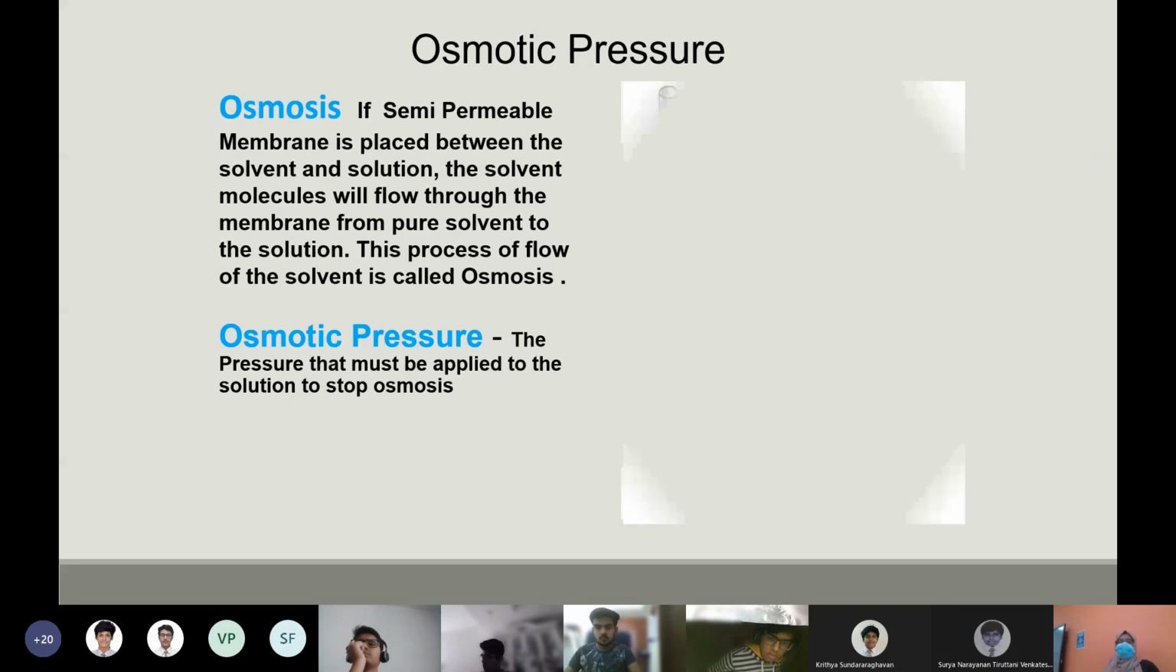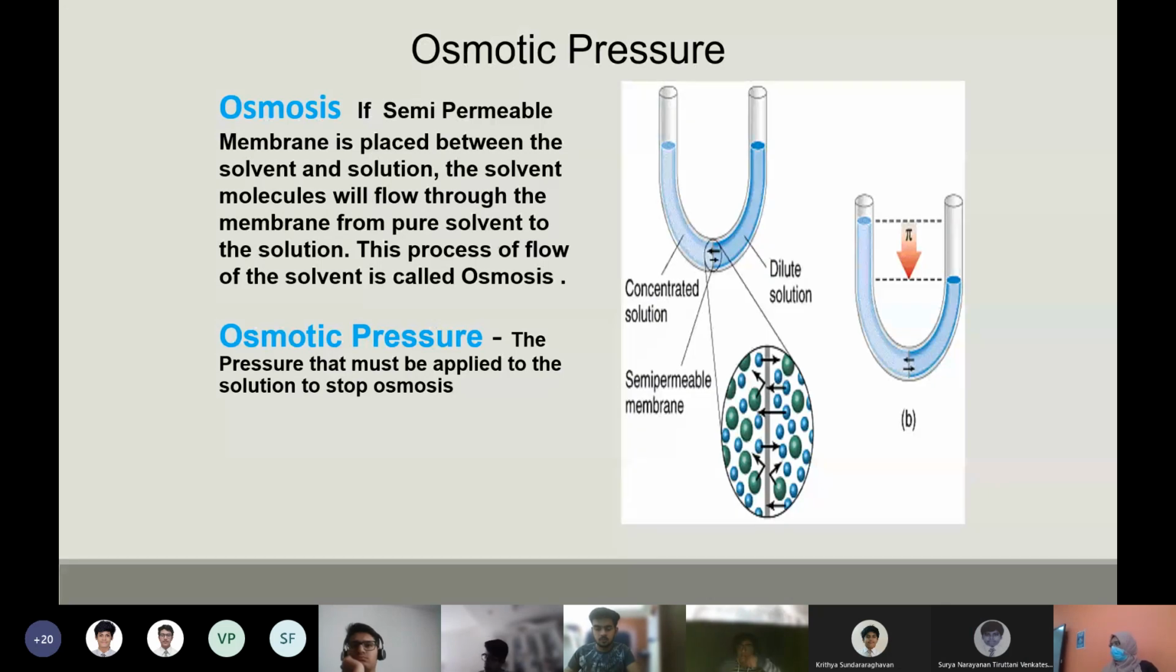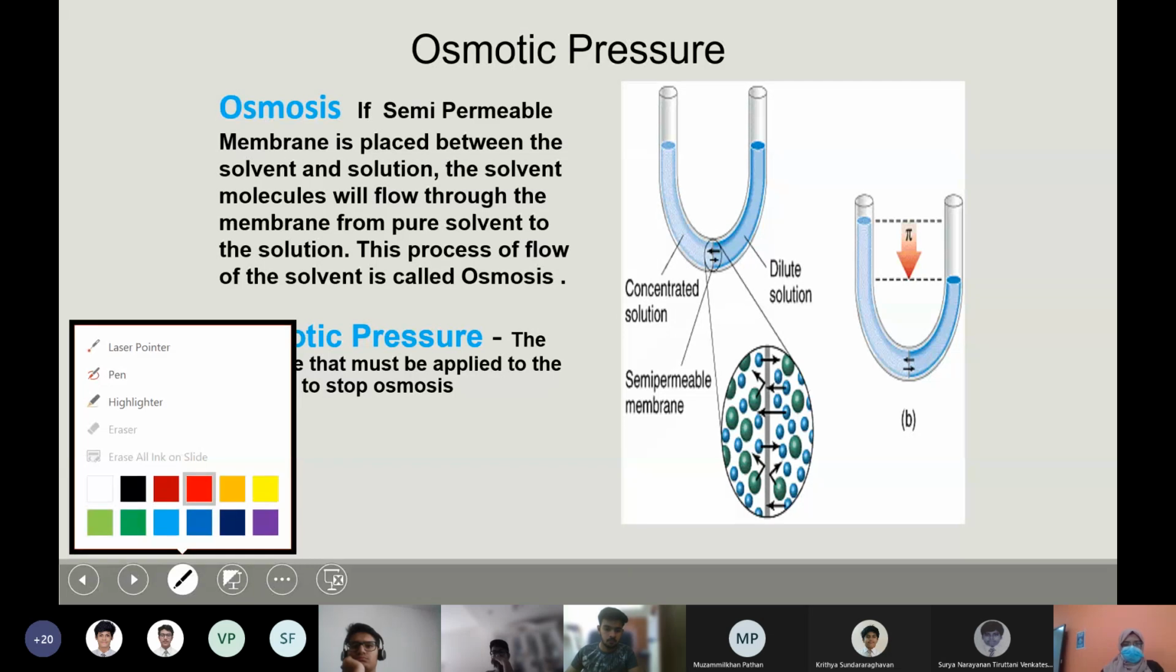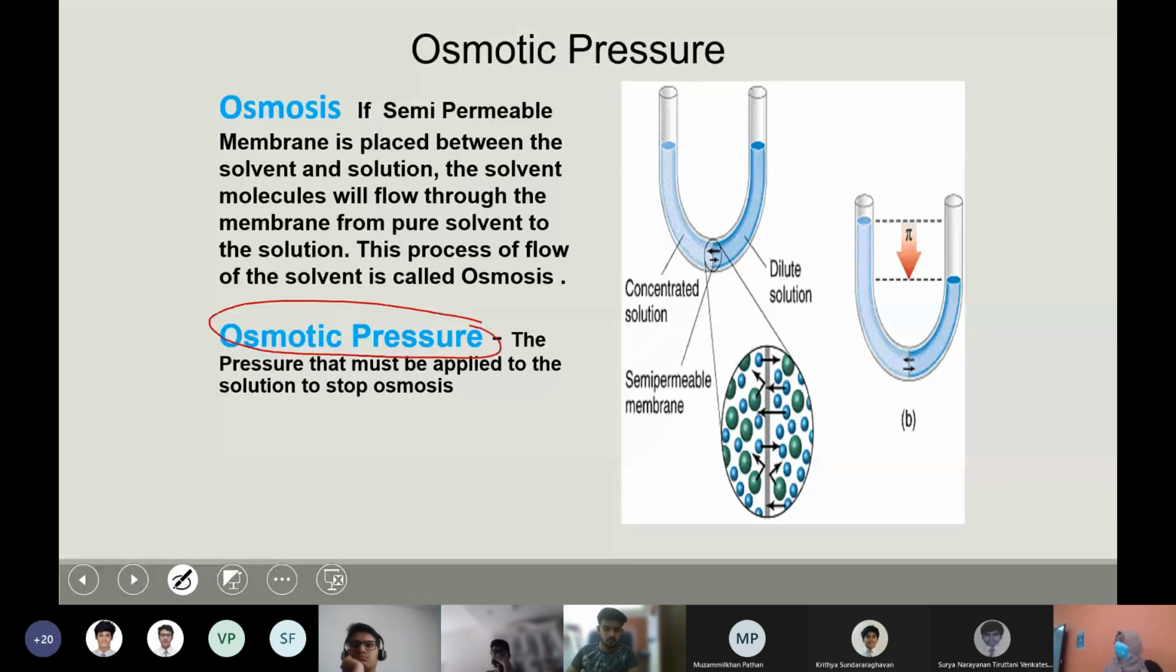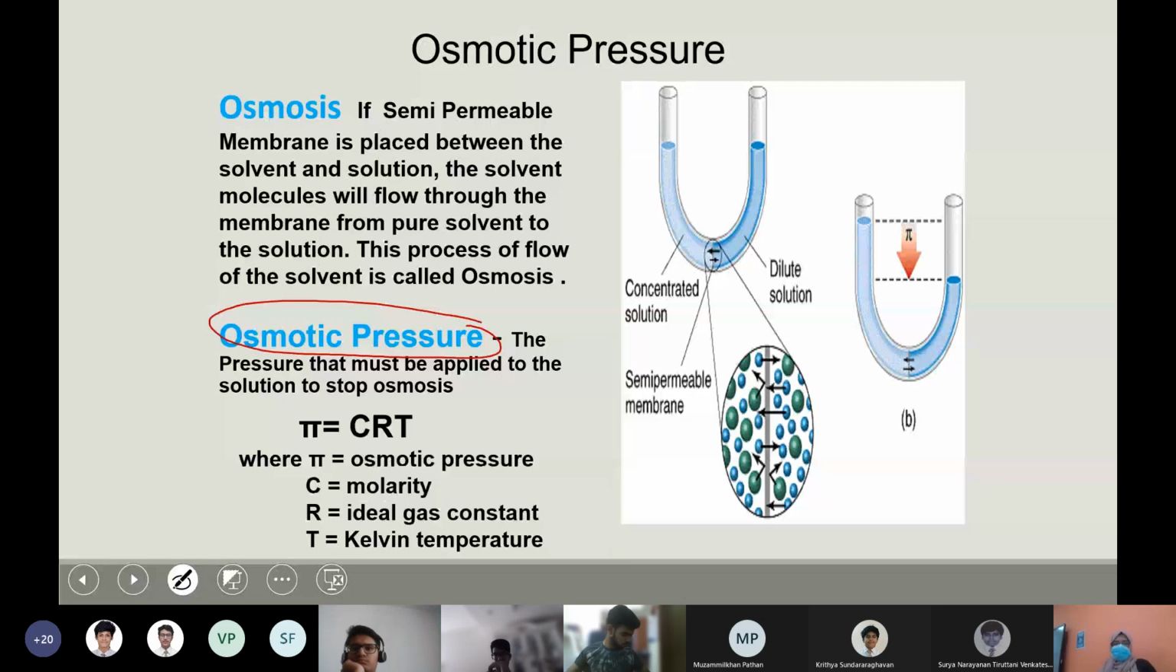To stop osmosis. That means the pressure that should be applied on a solution to stop the process of osmosis is called osmotic pressure. And this is the fourth and final colligative property. So you can see that osmotic pressure depends on the concentration of the solute. And here the major difference is that we use molarity in place of molality. In the other two colligative properties, we use molality. Here we use molarity to express the concentration.